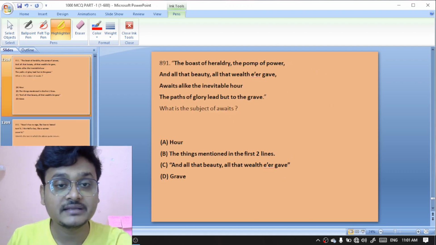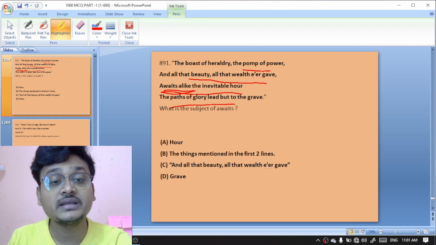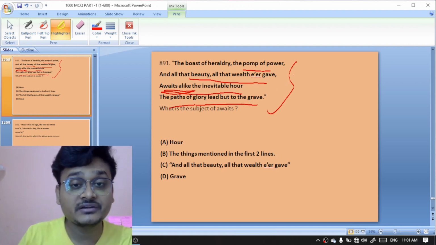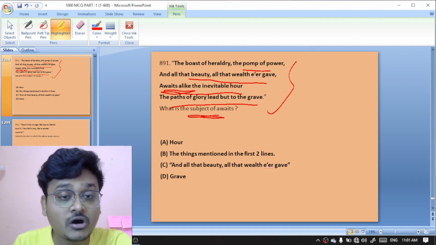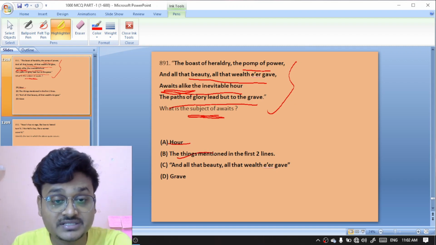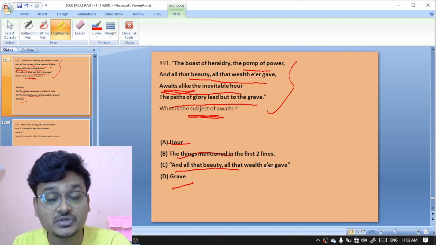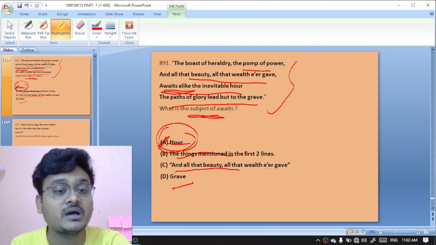"The boast of heraldry, the pomp of power, and all that beauty, all that wealth e'er gave, awaits alike the inevitable hour. The paths of glory lead but to the grave." Okay, these are famous lines from Thomas Gray's Elegy Written in a Country Churchyard. What is the subject of "awaits"? Hour, the things mentioned in the first two lines, or all the beauty, all that wealth, or grave. So the subject of awaits is here hour.